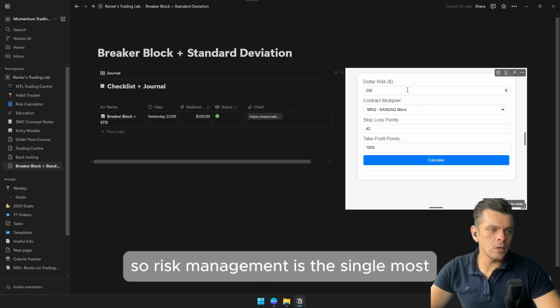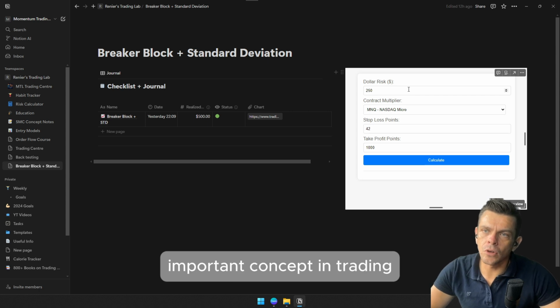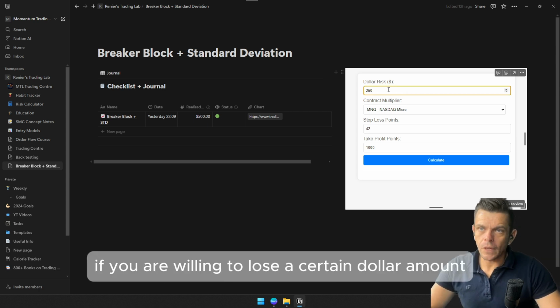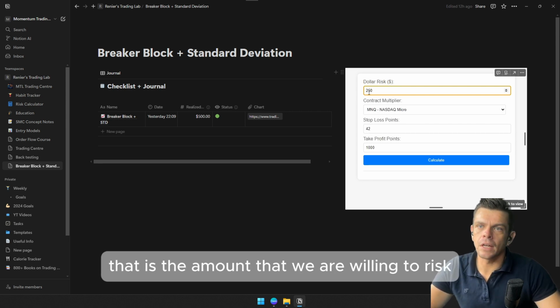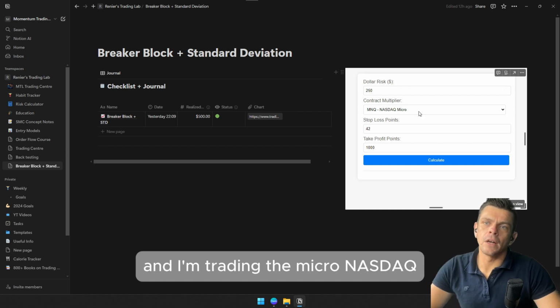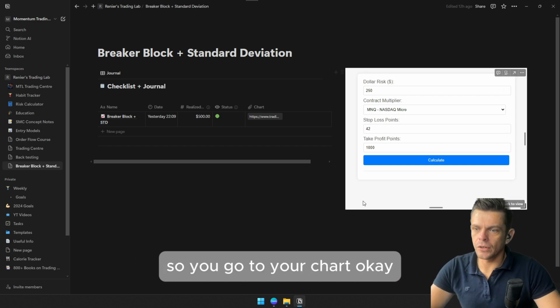So risk management is the single most important concept in trading. So for instance, if you are willing to lose a certain dollar amount, just for this example, I'm going to use $250. That is the amount that we are willing to risk. And I'm trading the micro NASDAQ. So you go to your chart.